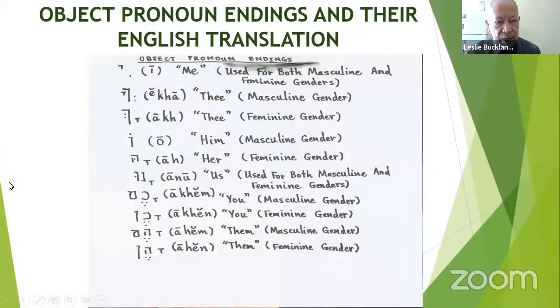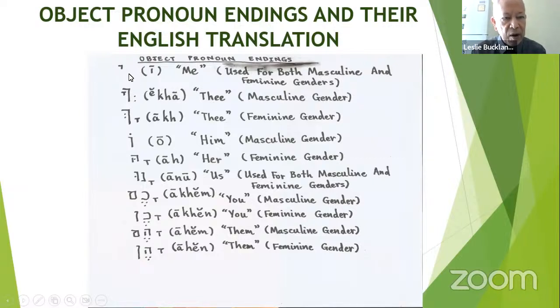Okay, so let us look at the object pronoun endings. Some of them are identical in spelling and in pronunciation to the possessive pronoun endings, and some of them are similar in appearance, but they are slightly different. And in the translation of these object pronoun endings, the translation is completely different from the possessive pronoun translation.